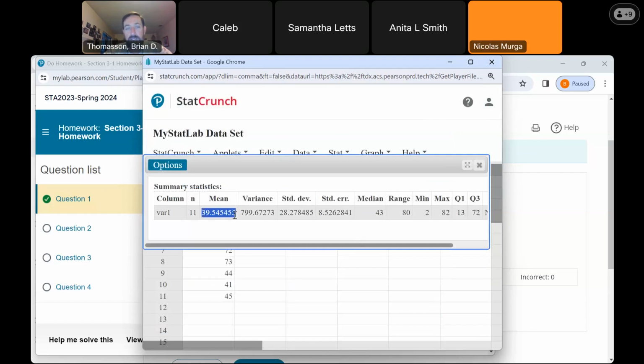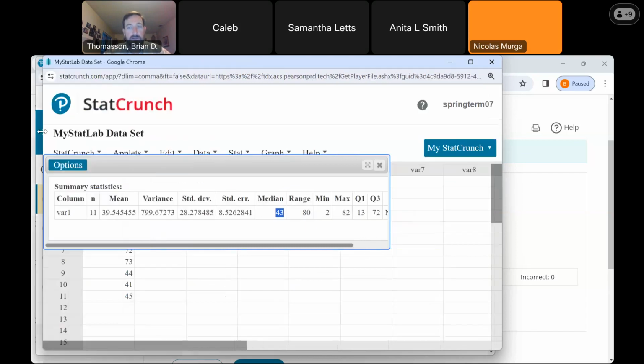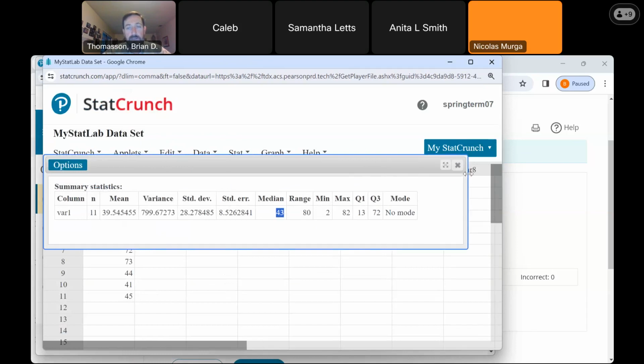They ask for the mean. They ask for the median. Let me see if I can make this a little bit bigger. They asked for the mode, so they told us there's no mode. And the only other thing they ask us for is the mid-range.